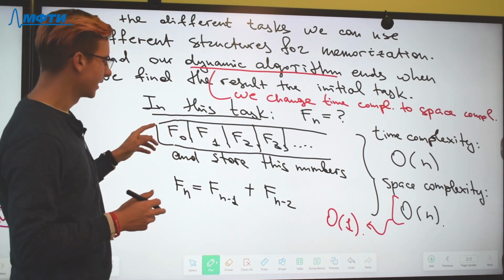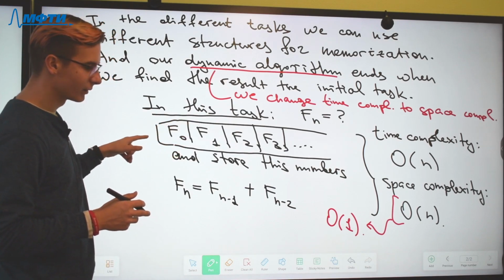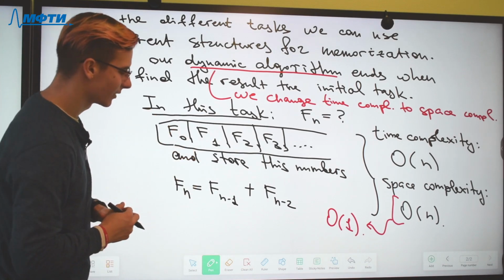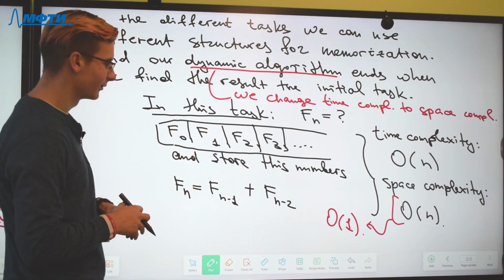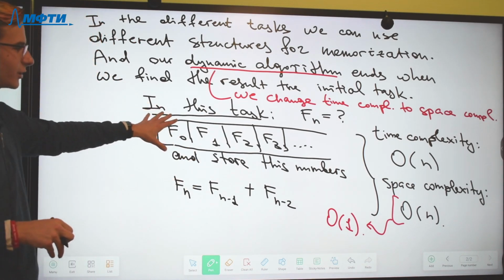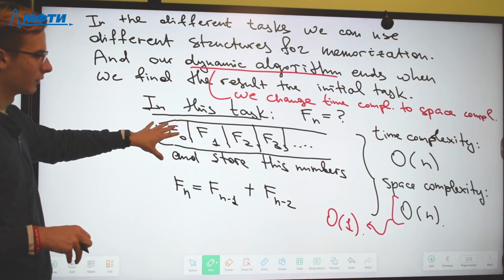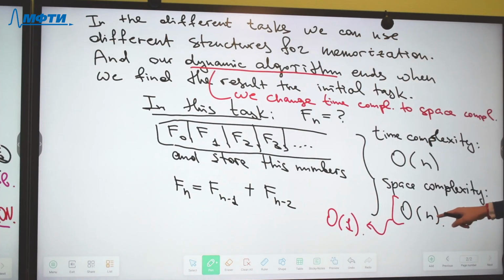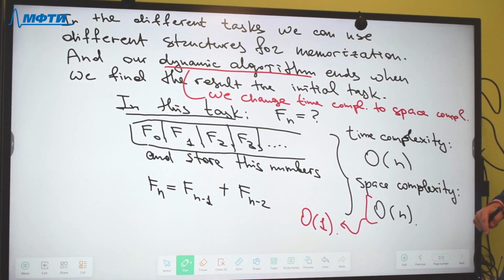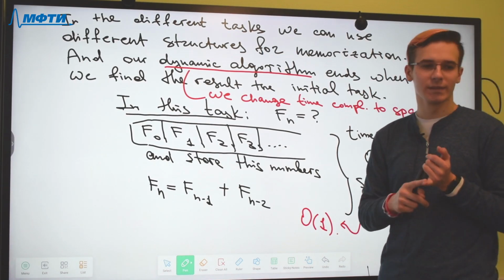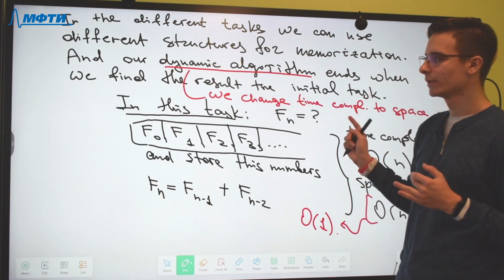But for example, if one result of a subtask is equal to, for example, a big text or some structure, and if we store n such structures, we can spend a lot of time to make it, to connect it between each other.